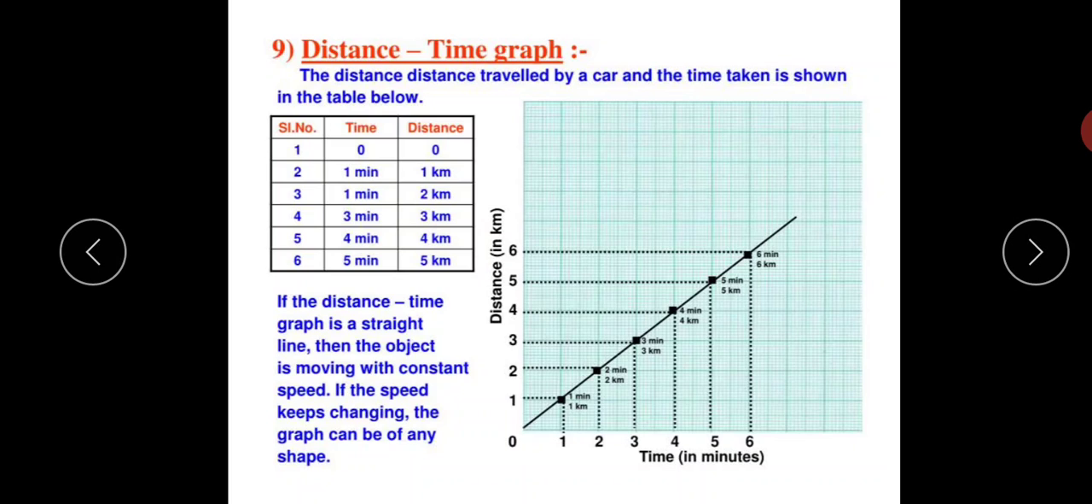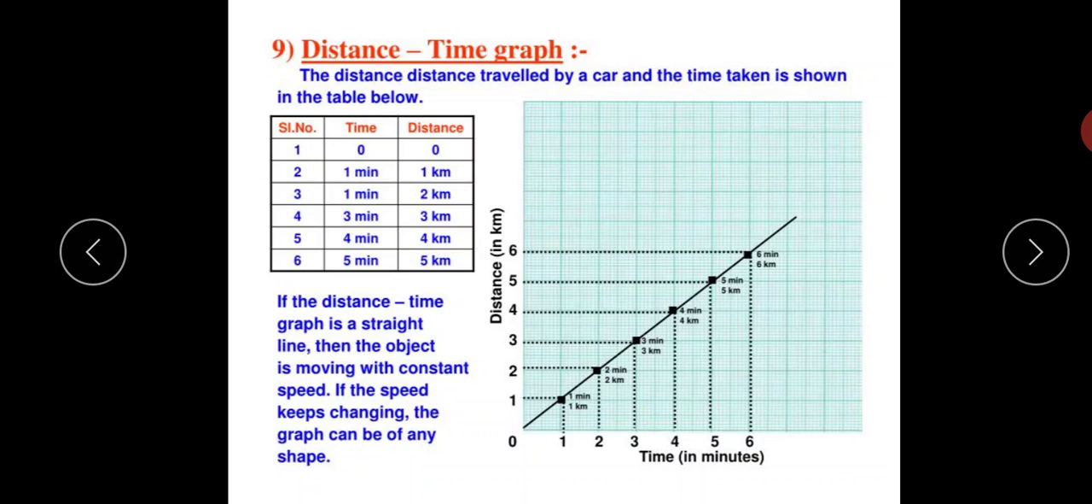Once you take a graph sheet, you have the origin as 0 and you have the x-axis and the y-axis. Here this represents the time in minutes and this the distance in kilometers. For every time and how much distance is covered, we go on plotting this graph. There is a certain rule to be followed that I'll be showing you in the video now.